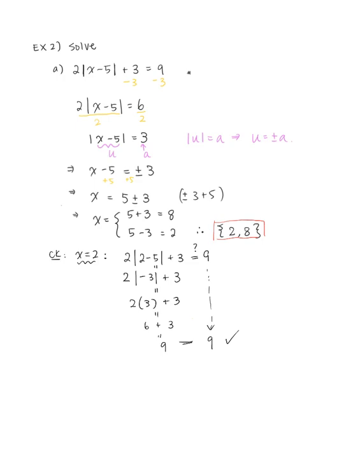Now let's check when x equals 8. So we're going to have 2 times the absolute value of 8 minus 5, and then plus 3. Is it really going to equal 9? So you're going to have 2 times the absolute value of 8 minus 5, which is 3, and then plus 3. The absolute value of 3 is 3, so you're going to have 2 times 3 plus 3, which is 6 plus 3. Again, this equals 9, so it checks. So that means that for sure 2 and 8 are the solutions to this equation.